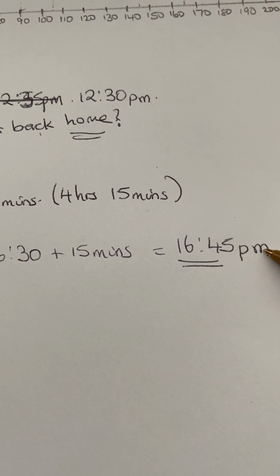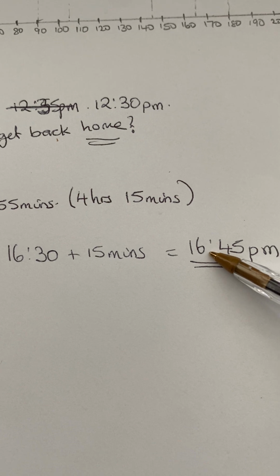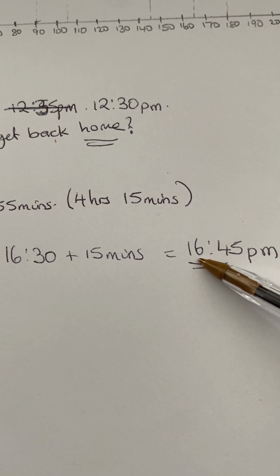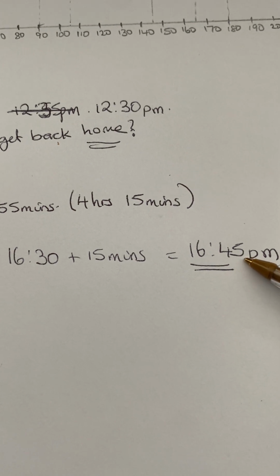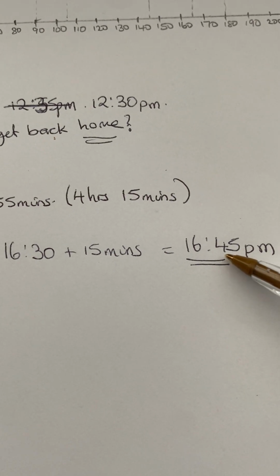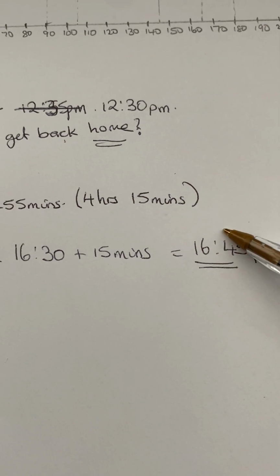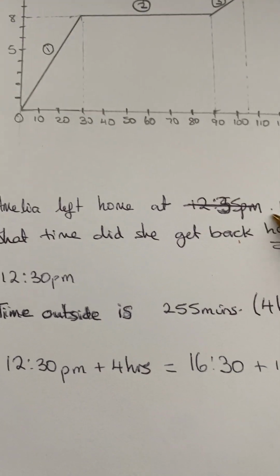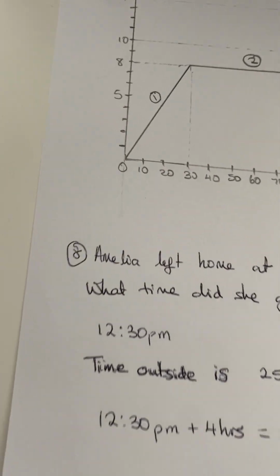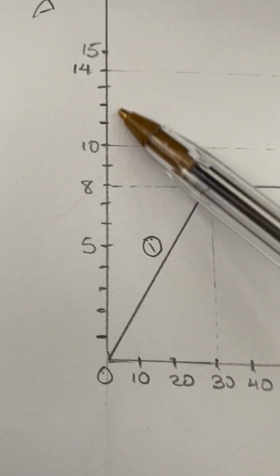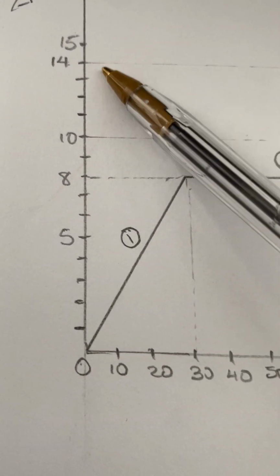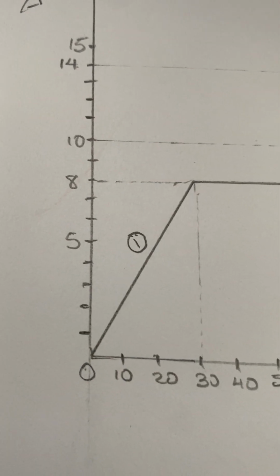So she will get home in the late afternoon at 4:45. Okay, this is the time she's going to get home. These are the type of questions where they will miss something out, like the distance, and ask you to find that.